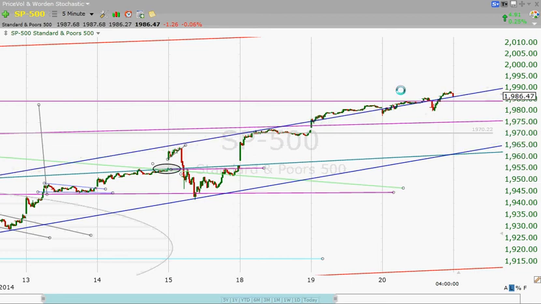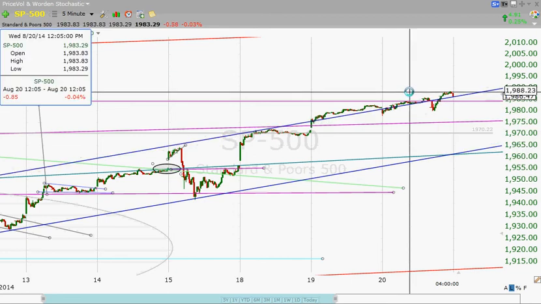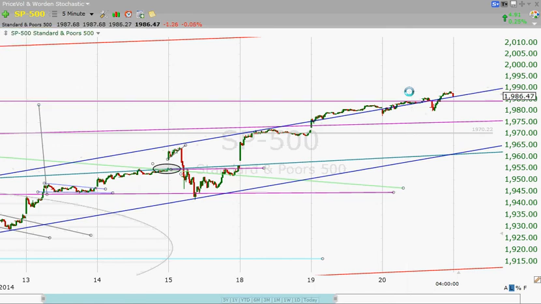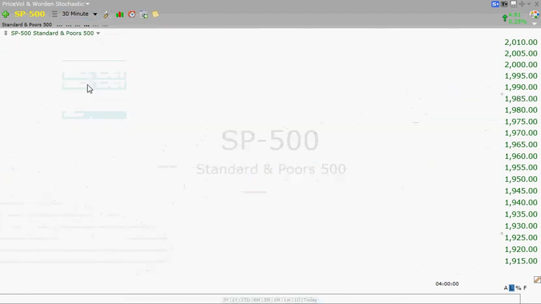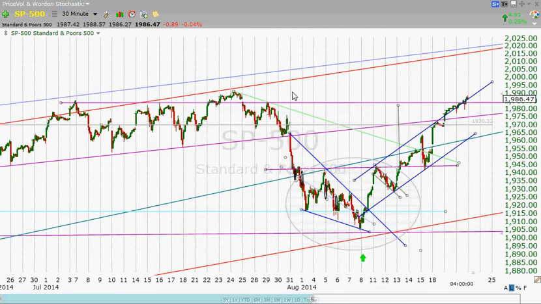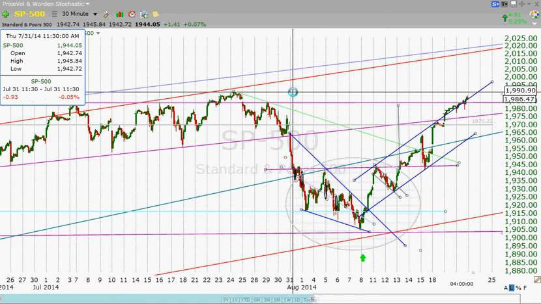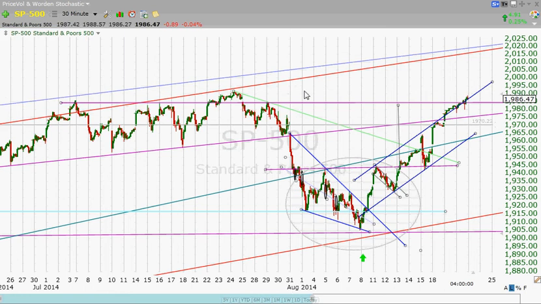So today's high was about 1988.5. When we look back on our chart, we see that the all-time high was 1990 and change. And it looks like this market is wanting to challenge that high.